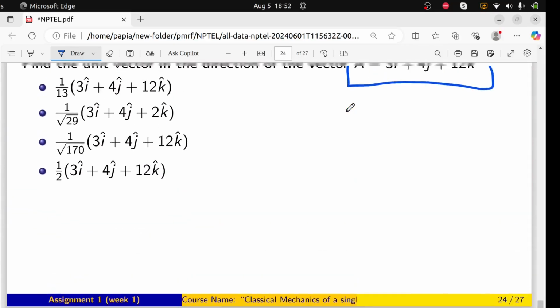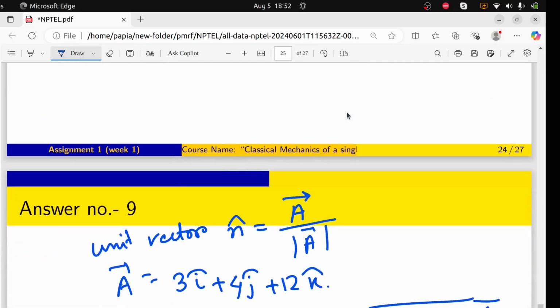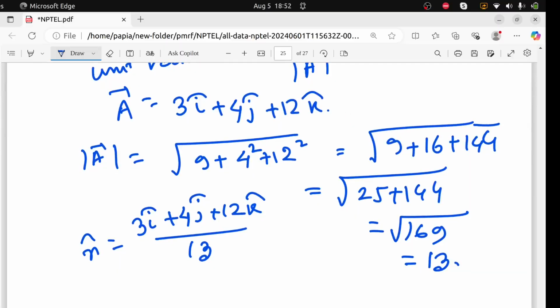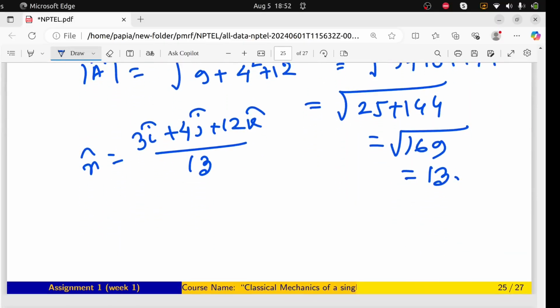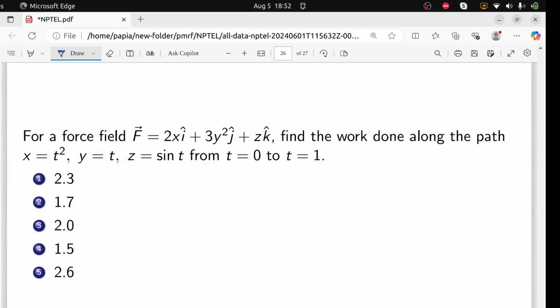So let me take the answer. So 3 i cap plus 4 j cap plus 12 k cap, and 1 by 13. So this is the answer. Find the unit vector in the direction of the vector a cap is 3i plus 4j. Okay. Now this is the question. This is a little bit lengthy question, but not that much.